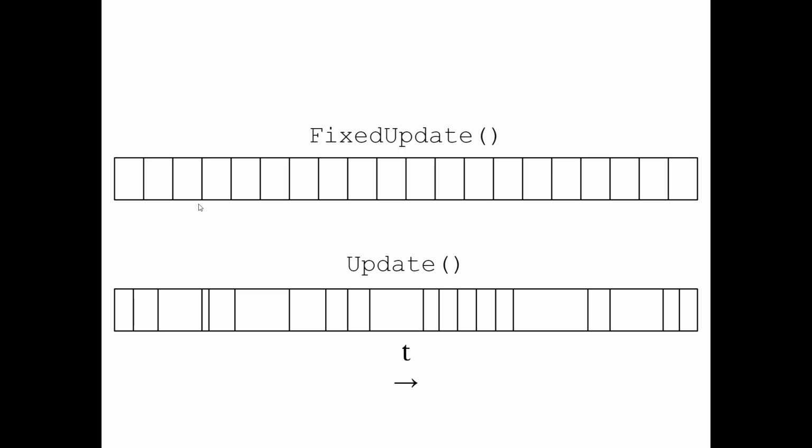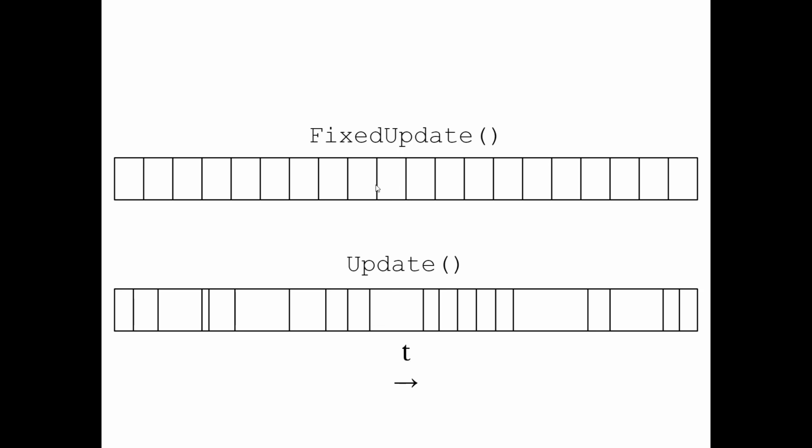So looking at this diagram, you can see FixedUpdate is happening at a regular interval, so 20 hertz perhaps, 50 hertz, something like that, versus update happening as often as it can, right? Subject to the stuff that's going on there.